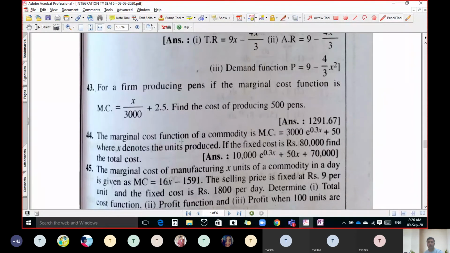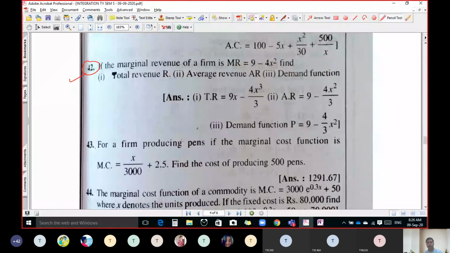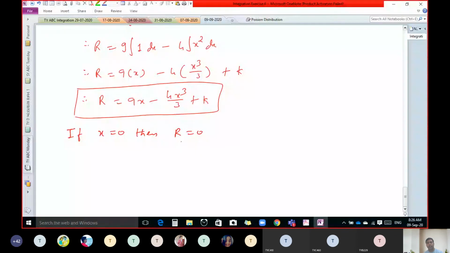Okay, here there is no question related to that, but in the exam maybe you will find this type of example. If x equal to 10, meaning demand equal to 10, revenue equal to 1000, then we put x equal to 10, r equal to 1000, and we get the value of k. But if nothing is mentioned, we have to take x equal to 0, so we get r equal to 0. So r, that is 0, equals 9 into 0 minus 4 into 0 cube upon 3 plus k. Obviously this is 0 minus 0 plus k, so we can say that k equals 0.